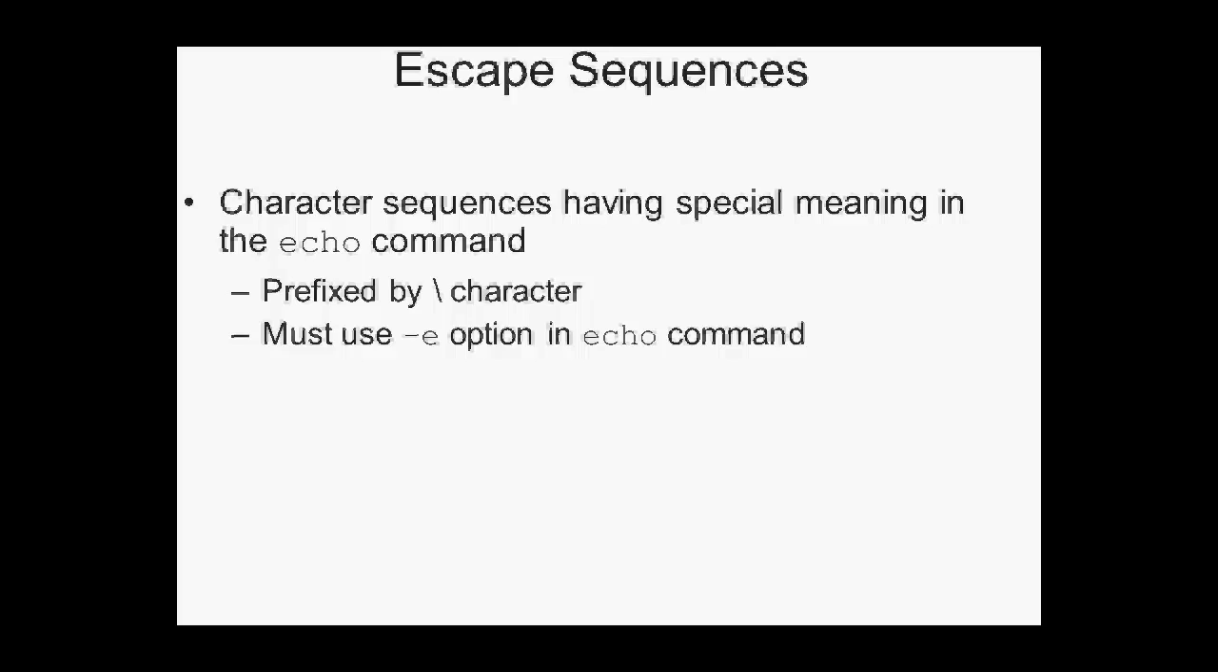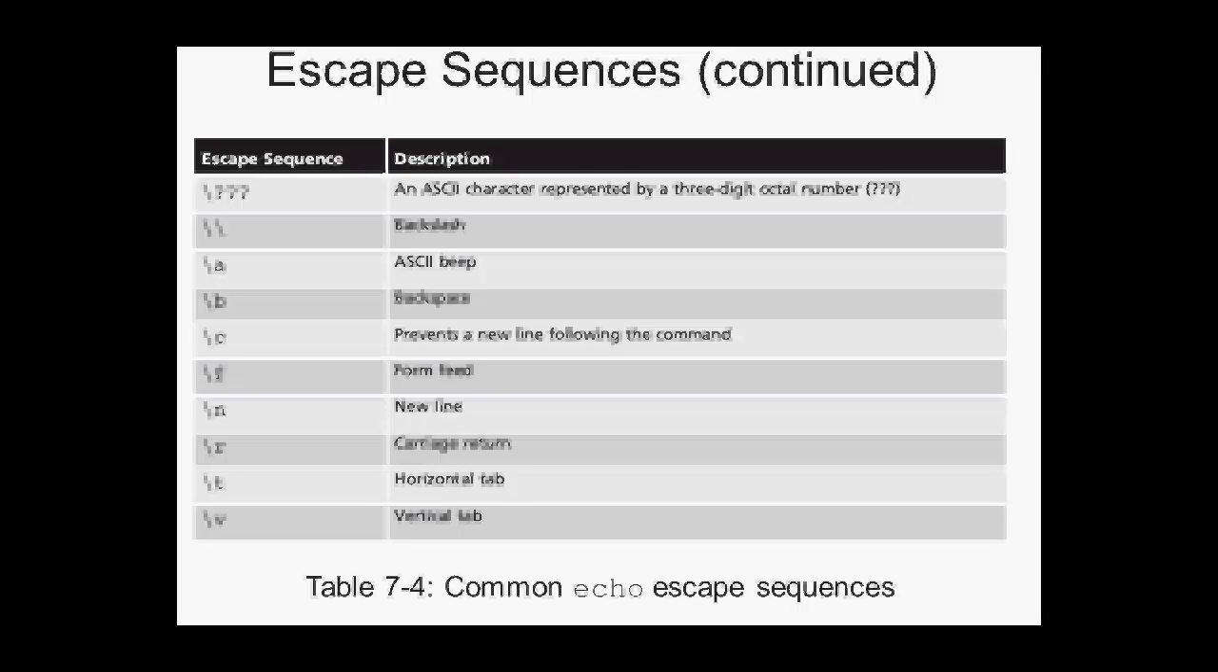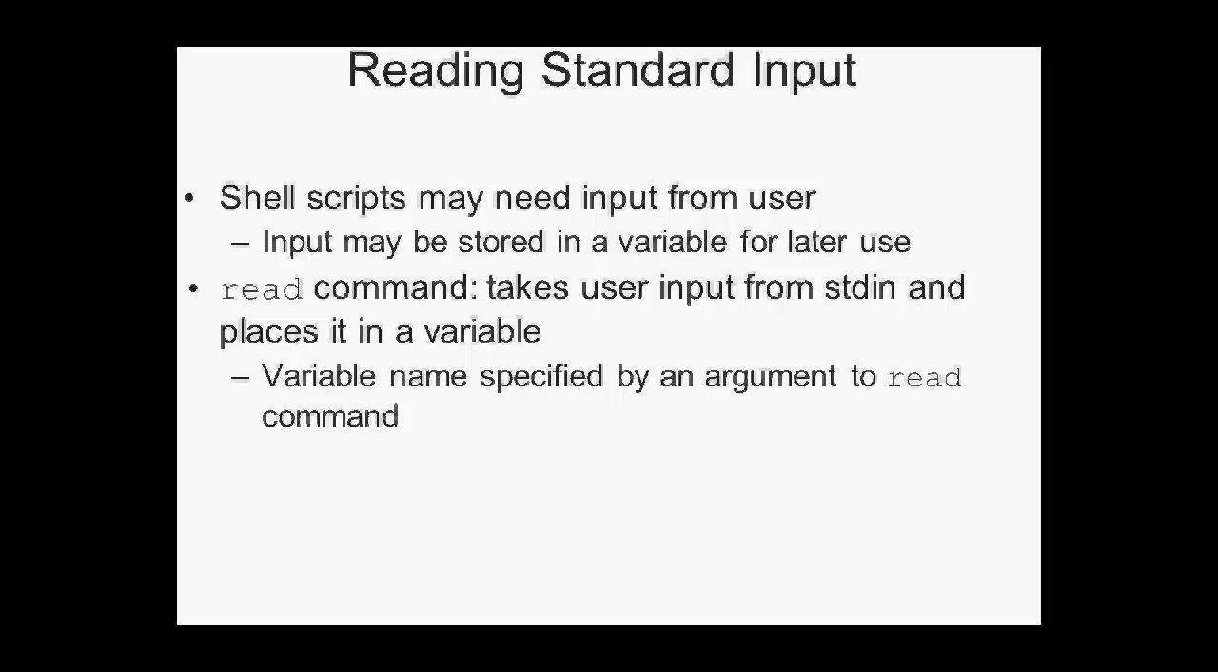Okay, these escape sequence characters that we looked at, the \c, are characters with special meaning, and we used one with the echo command back there. It was prefixed by that backslash character, and that was the c. There is a list of escape sequence characters, and those are in table 7.4 in your book. Reading standard input, you can see that we use the read command, and that takes input from the standard input device and places it into a variable, so that is read and then the variable name.